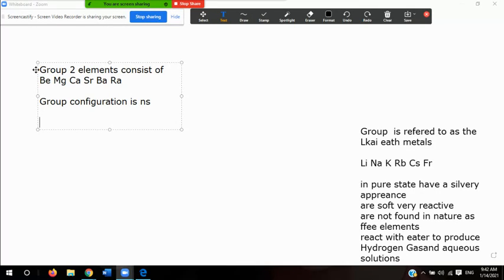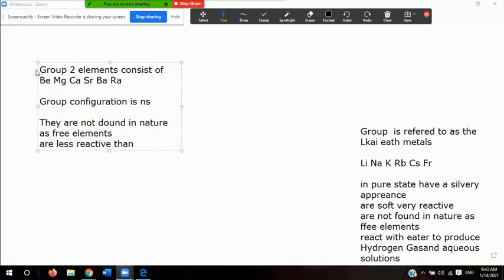They are not found in nature as free elements, just like the group 1 elements. They are less reactive than group 1 elements. They also have a higher melting point than group 1 elements.